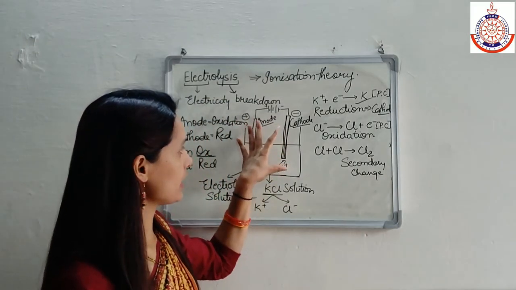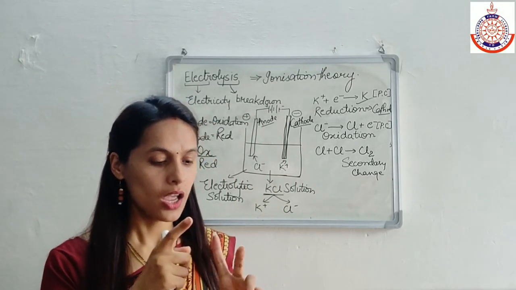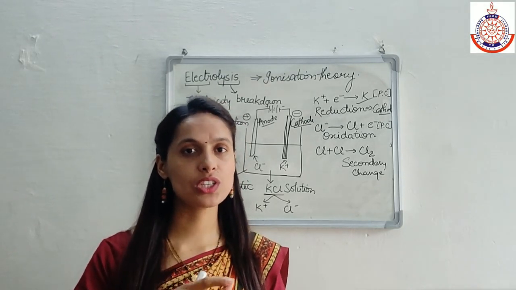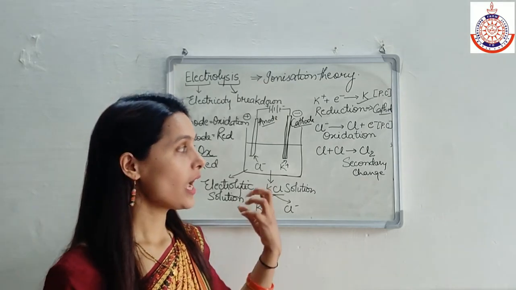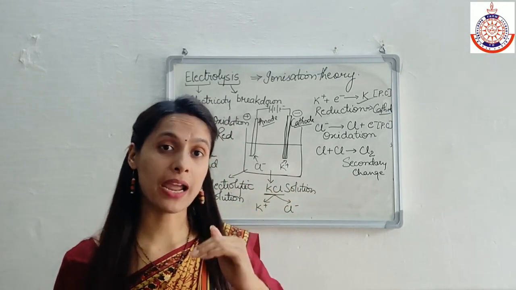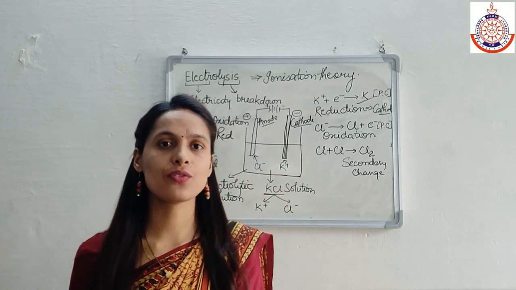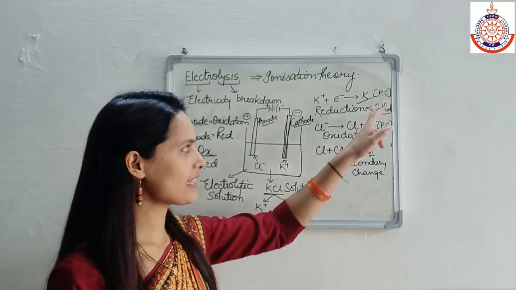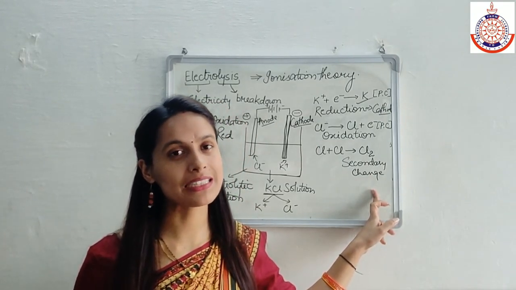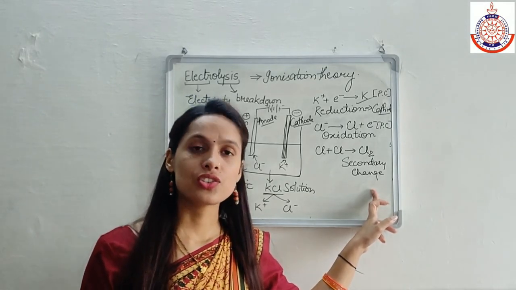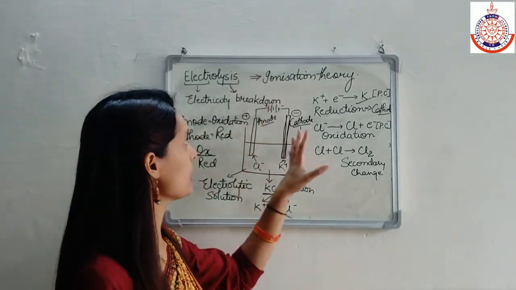So in this electrolytic cell, we get two changes. One is the primary change and another one is the secondary change. What is primary change? Primary change is the conversion of the charged species to the neutral one. But what is secondary change? If the product which we get from the primary change is not stable and it gets converted into any other product, then this conversion is known as secondary change. So at cathode, I get the primary product, but at anode, I get the secondary product because the primary product itself is not stable and it undergoes conversion by itself and gets converted into the secondary product. So this is the phenomenon of the electrolysis.